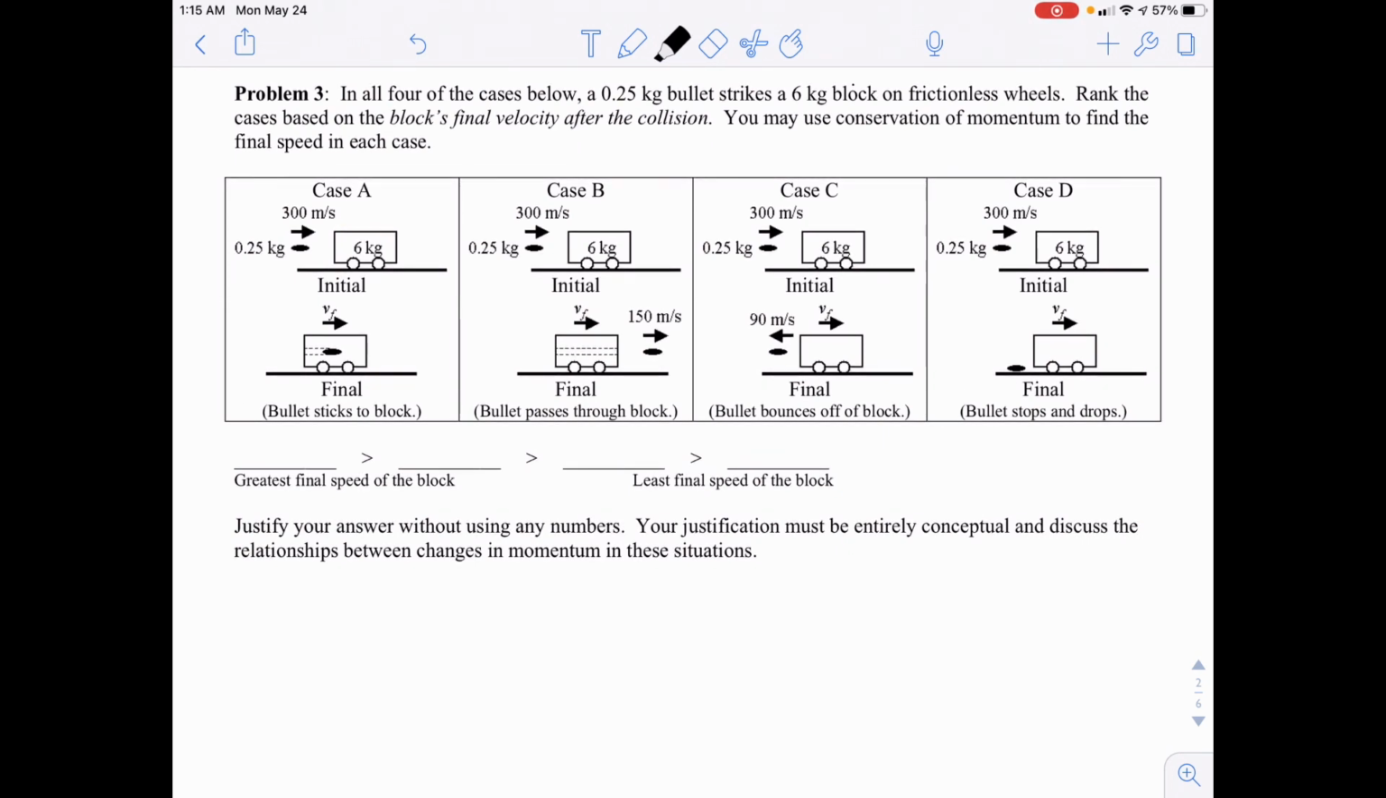In problem 3, we have the following scenario. In all 4 cases below, a 0.25 kilogram bullet strikes a 6 kilogram block on frictionless wheels. Rank the cases based on the block's final velocity after collision.